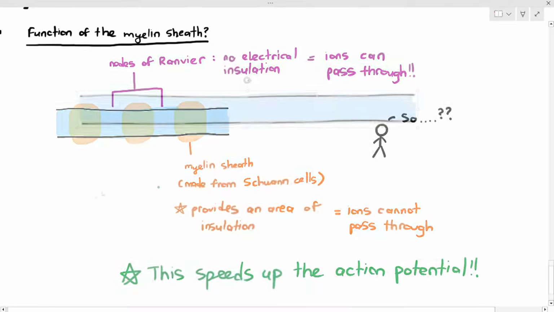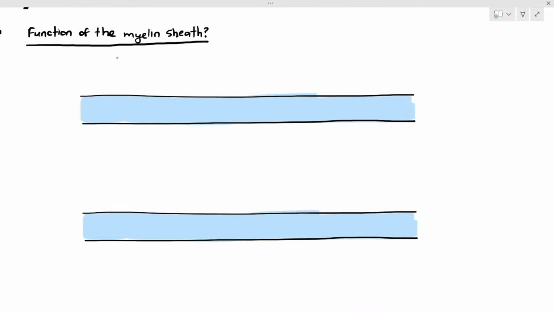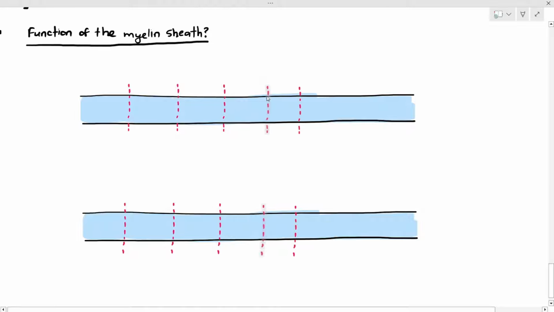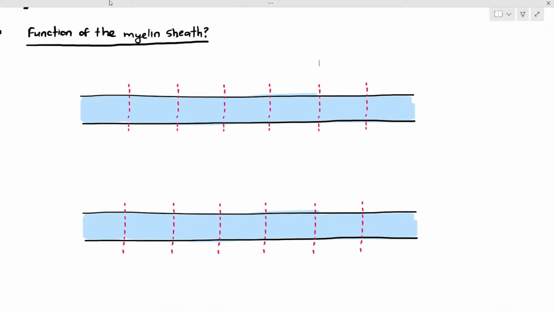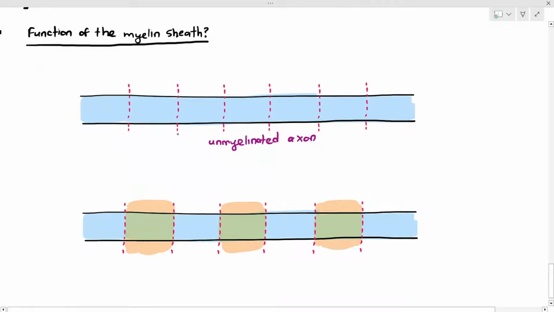Now, what I'm drawing over here is the axon. I'm drawing out two different axons, by the way. It's not a time lapse, okay? Two separate axons. The axon at the top is unmyelinated and the axon at the bottom is myelinated. As you can see, the axon at the bottom has those myelin sheaths, just those parts where I've highlighted in beige, or brown, peach, whatever.